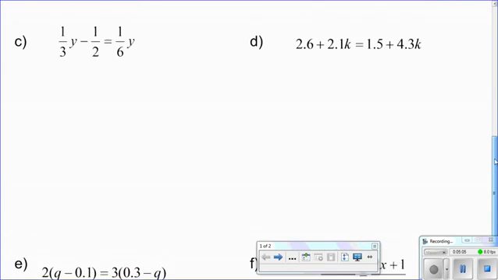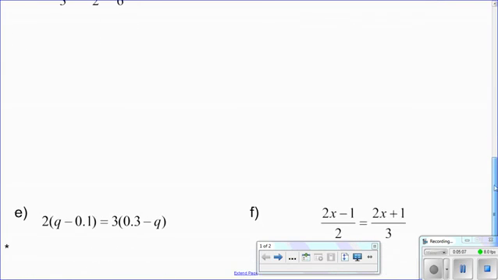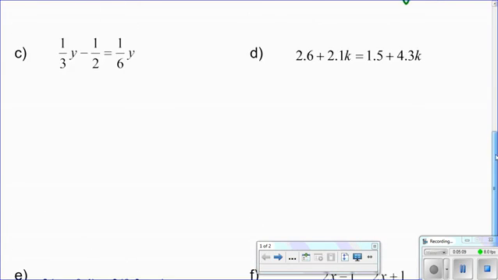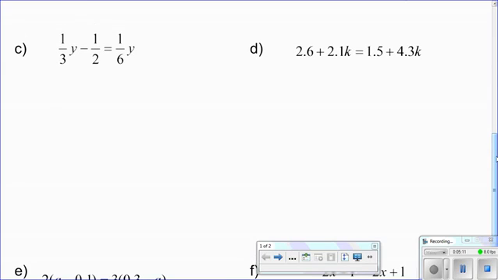Okay, so I'm going to do C for you, and then I'm going to get you guys to try the other ones on your own. So for letter C, we have fractions. So first thing we usually try is to put them into decimals. 1/3, however, is not a decimal that we can work with because it's repeating, so we need to leave it in fraction form. I can, however, multiply by something to get rid of the fraction.